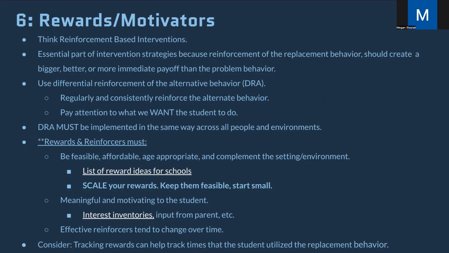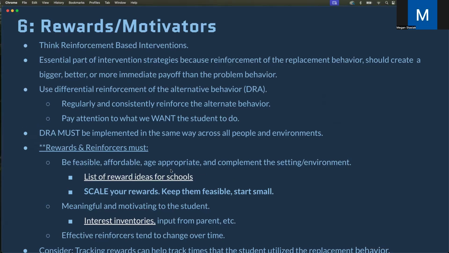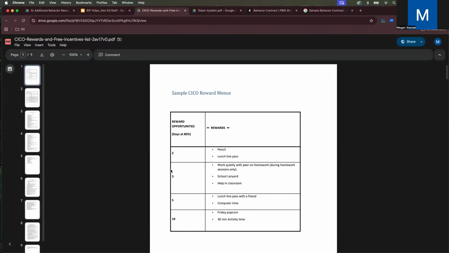Also, another thing to keep in mind when scaling your rewards is if you think there's going to be several editions of the BIP, maybe some of your initial rewards might need to be easier things to give students. So I have an attached link with a bunch of examples, but it could be maybe pencils or a lunch line pass or even picking who they sit with one day.